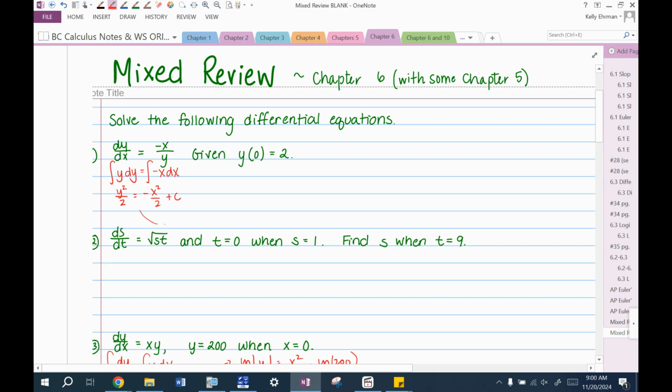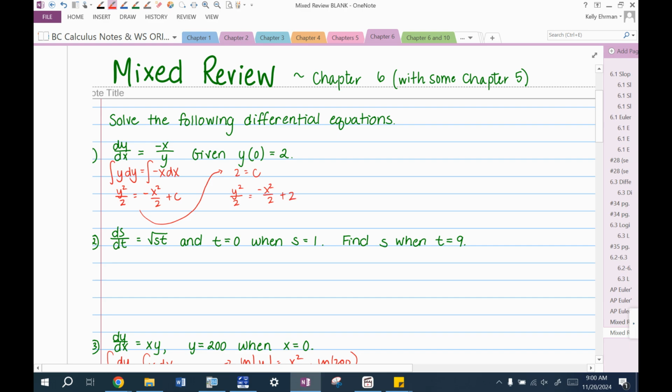So I'm going to bring this up here. So I plug in 2 for y. So 2 squared is 4. 4 divided by 2 is 2. Plug in 0 for x. So that's just 0 equals c. So c equals 2. And now I can go from my general solution to my particular. So I can say y squared over 2 equals negative x squared over 2 plus 2. So now I can plug in that c.